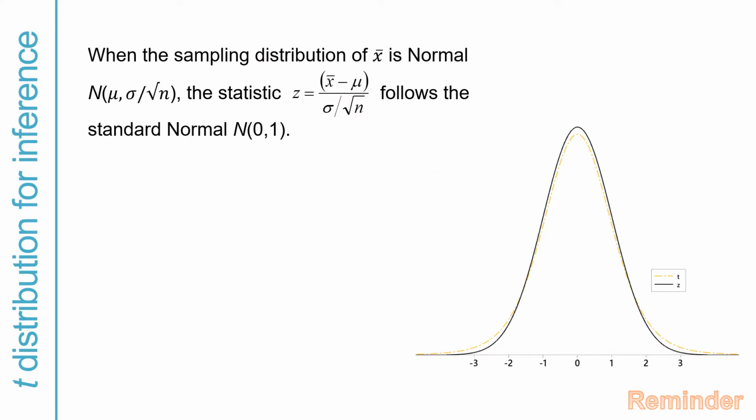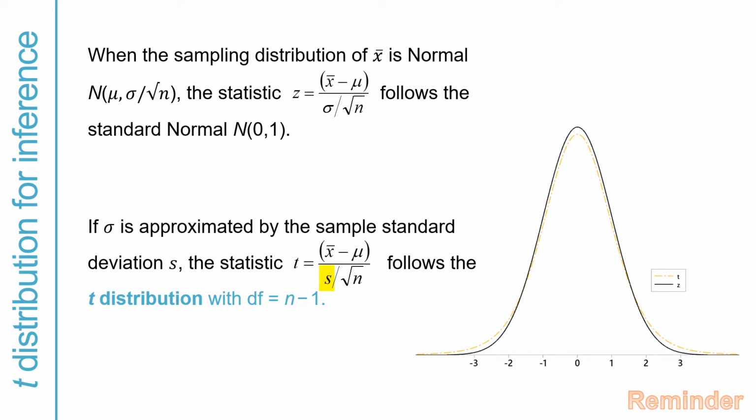But what we've seen is that when the sampling distribution of x bar is normal, the standardized value z follows a standard normal distribution. But if we substitute the calculated sample standard deviation s in place of the value for sigma, the population standard deviation, then the resulting test statistic t equal to x bar minus mu divided by s over square root of n follows the t distribution with degrees of freedom equal to n minus 1. This is very important because it means that we can still calculate a p-value even if we do not know the value of the population standard deviation sigma.